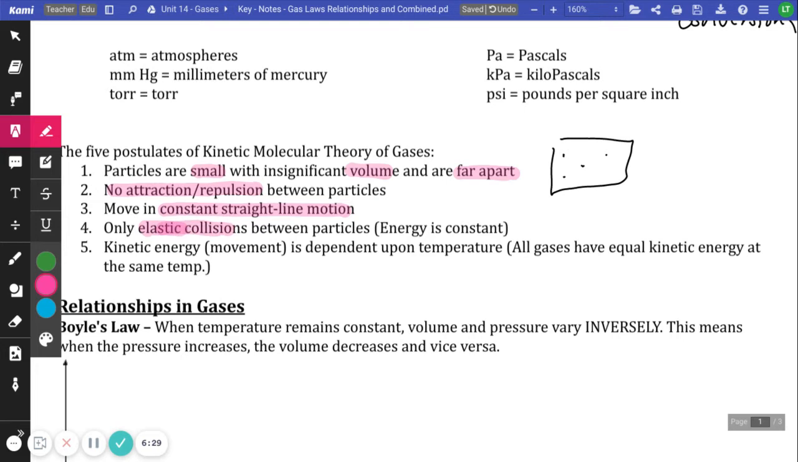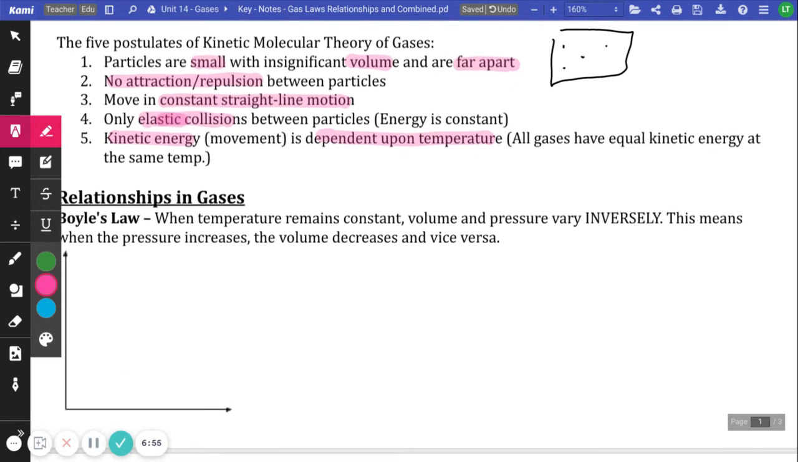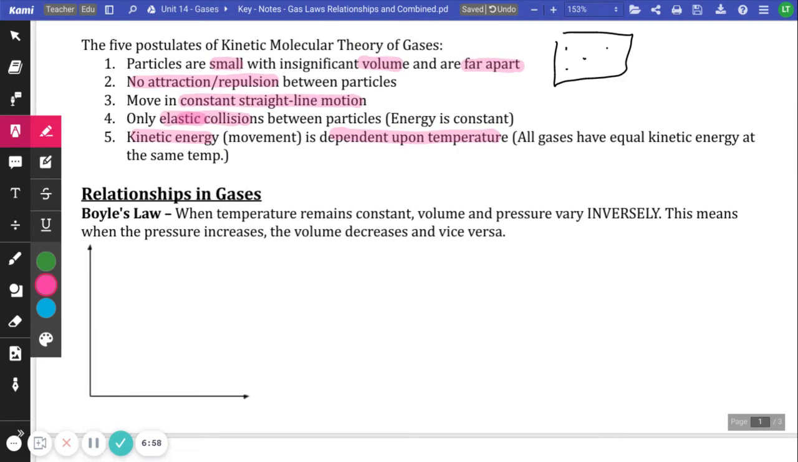Elastic collisions means that our energy is conserved in a collision. And the kinetic energy is dependent upon temperature. So as temperature increases, the kinetic energy of your gases is going to increase, and all gases will have equal kinetic energy at the same temperature. So that's just how gases behave. Now we're going to jump into relationships, and we're going to start with these baby relationships of Boyle's, Charles's, and Gay-Lussac's law.